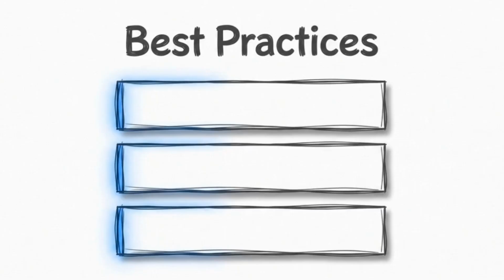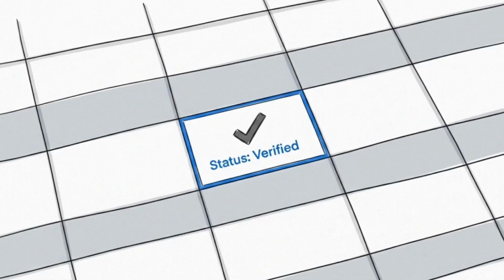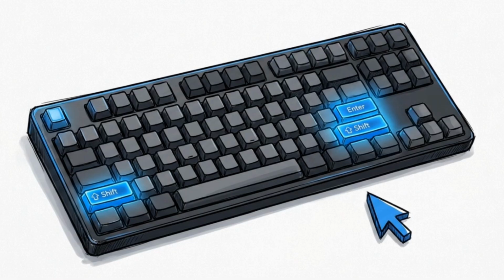To keep this environment optimized, we recommend 3 practices. First, verify the extension remains pinned to your toolbar. Second, review your automation logs weekly to ensure accuracy. And third, memorize the keyboard shortcuts to speed up execution.